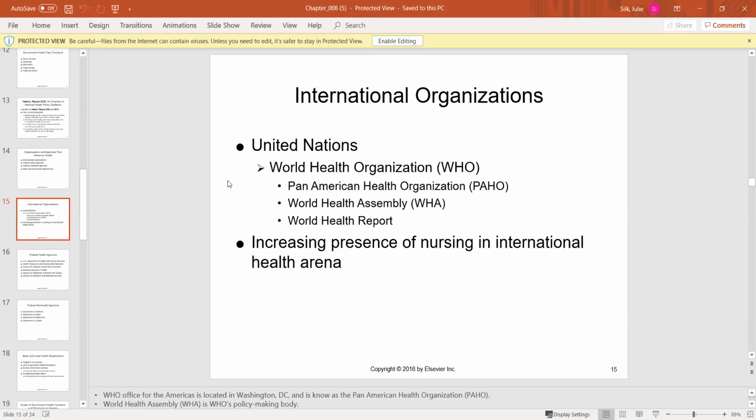And they say there's an increasing presence of nursing in the international health arena, which is good. Besides offering direct healthcare services in every country in the world, nurses serve as consultants, educators, program planners, and evaluators. Nurses focus their work on a variety of public health issues, including healthcare workforce and education, environment, sanitation, infectious diseases, wellness promotion, maternal and child health, and primary care.